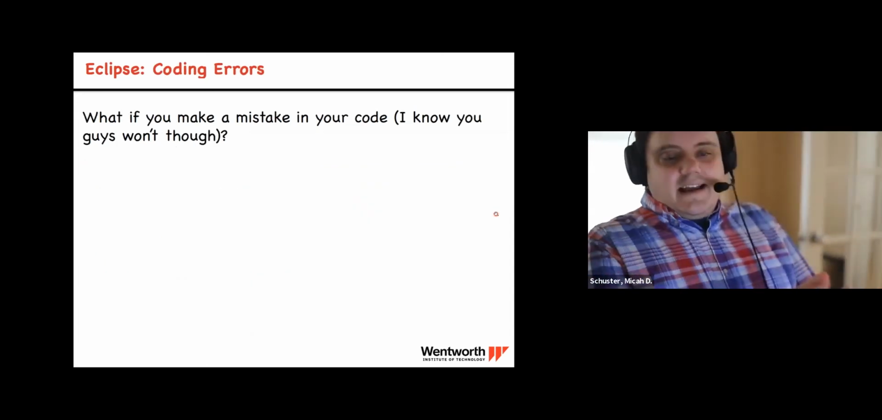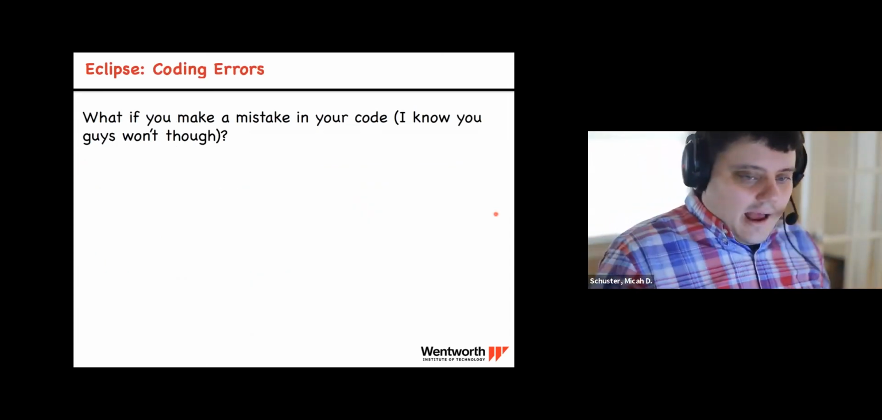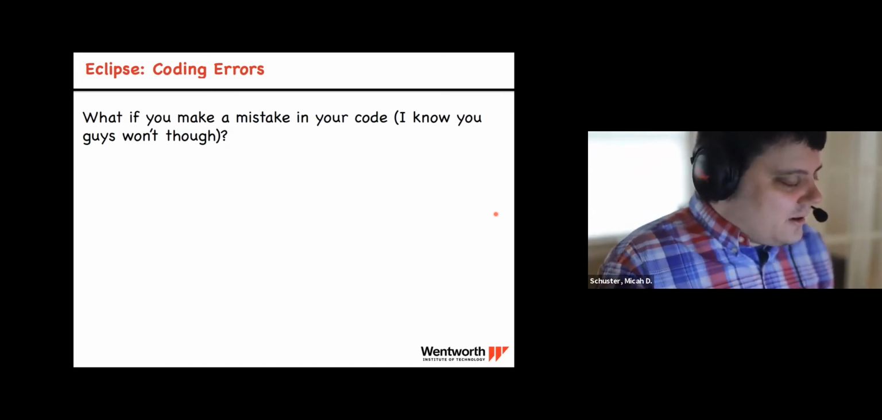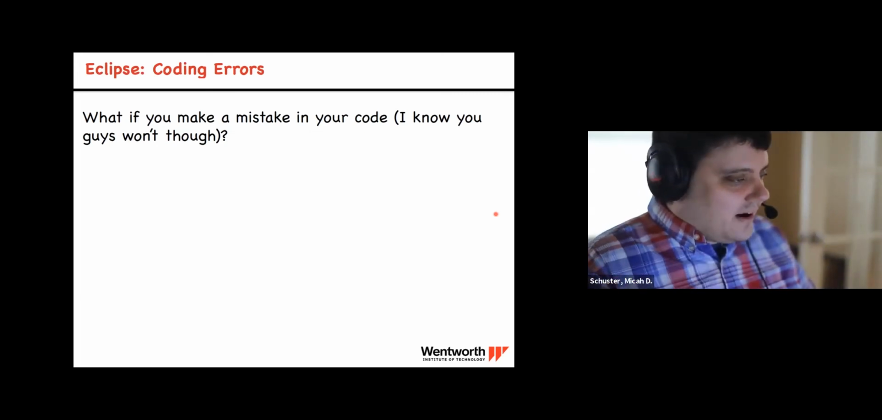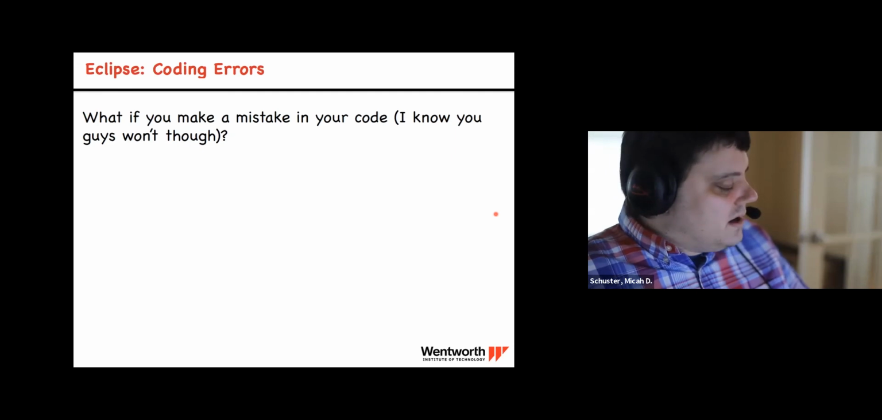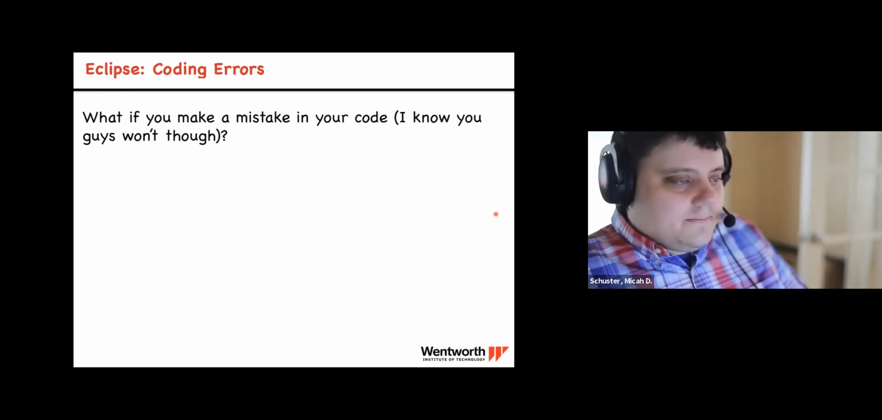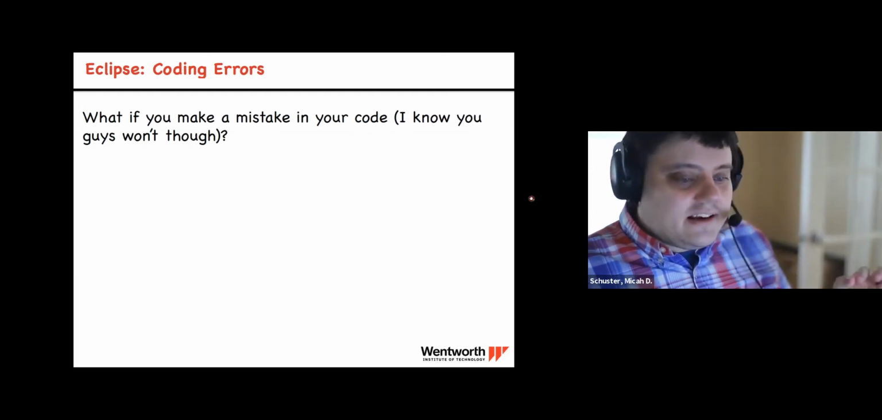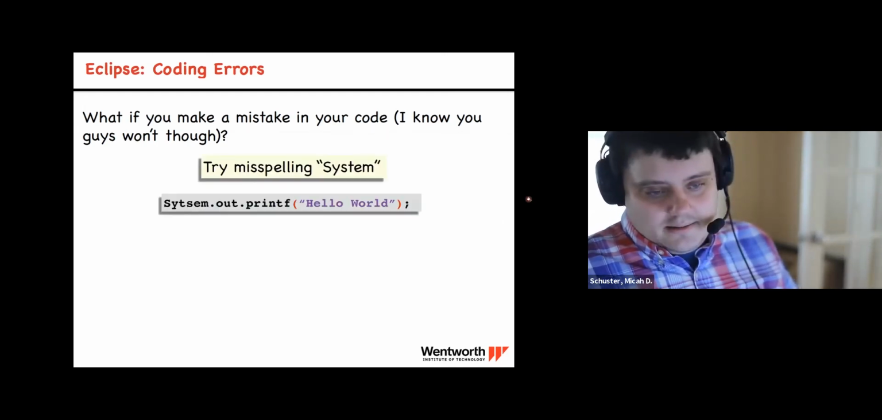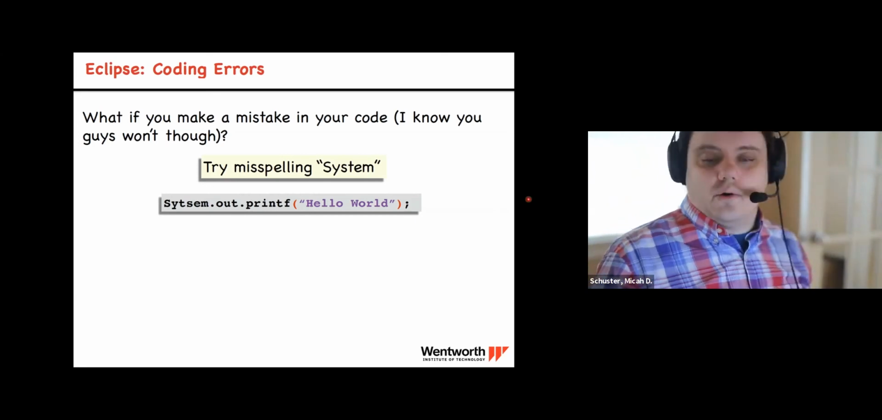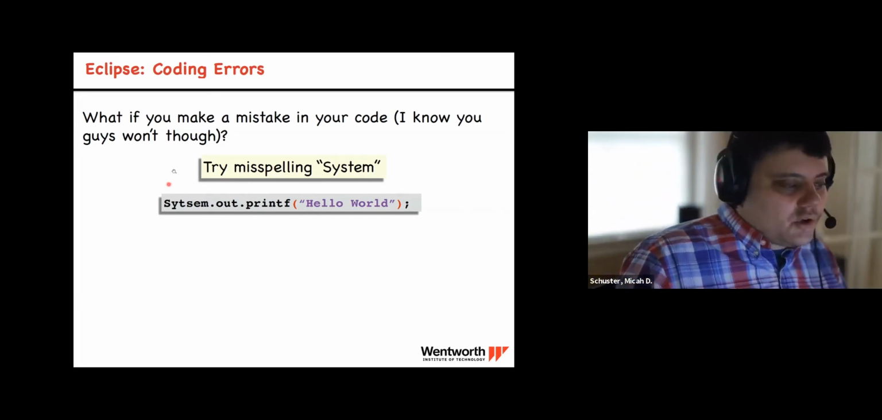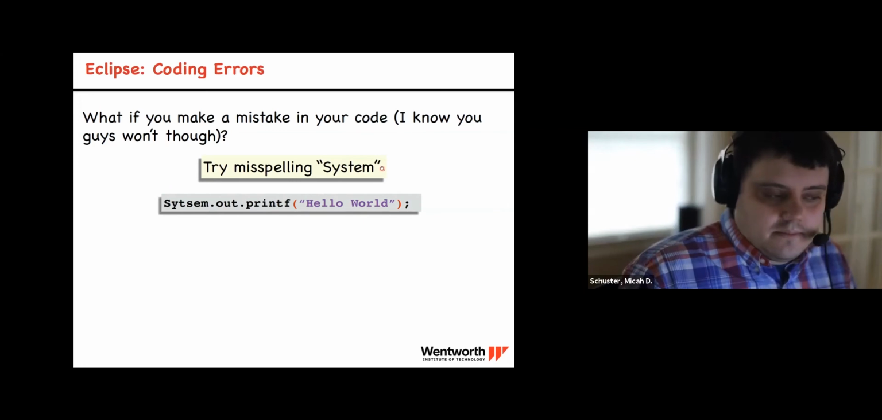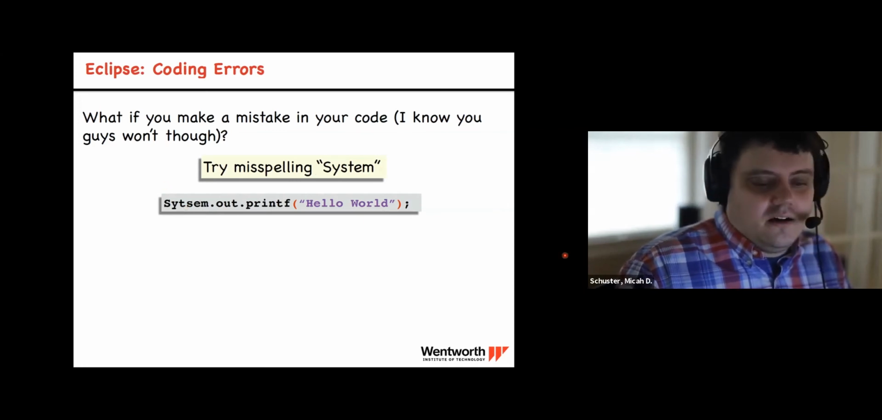All right, so let's say you make an error. Now, I know you guys aren't going to have any problems with coding errors, but I get errors all the time when I code. When I make a mistake, Eclipse and Java try to tell you what's going on, even before you run the program, that there might be a problem. So I'm going to misspell system. I'll just swap a couple of the letters.